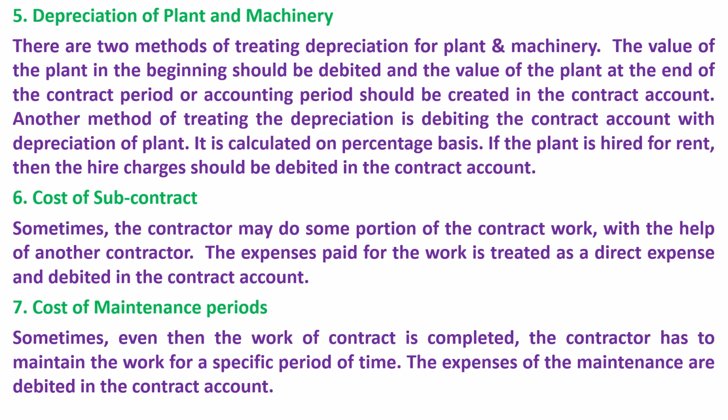6. Cost of subcontract. Sometimes, the contractor may do some portion of the contract work with the help of another contractor. The expenses paid for the work are treated as a direct expense and debited in the contract account. 7. Cost of maintenance periods.